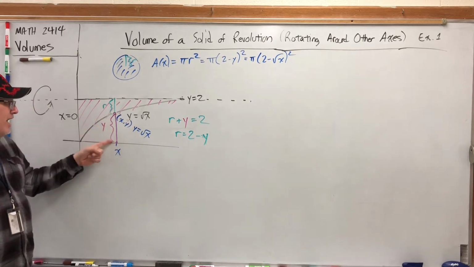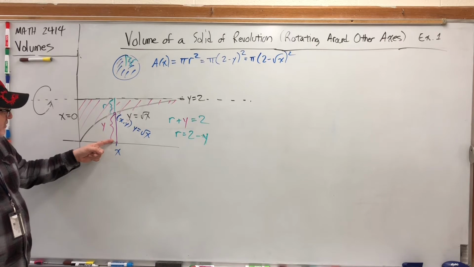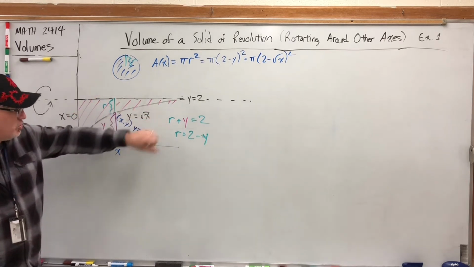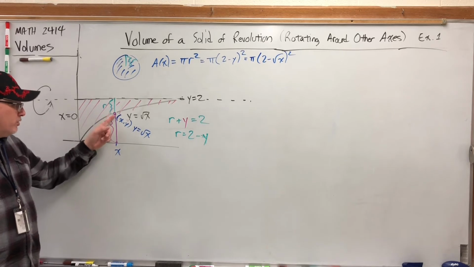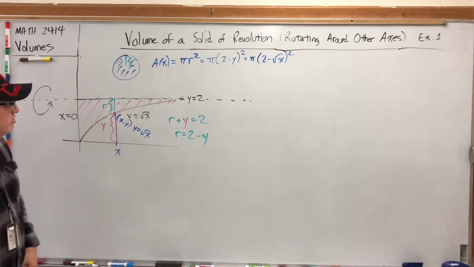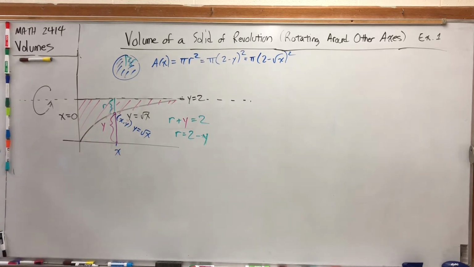a third variable y, and make an observation like, well, when I add these, I get 2, so if I subtract, I get r equals 2 minus y, but on this ordered pair, y is equal to the square root of x. But I think I have it. I think I got what I want. I've got the area as a function of x, and I know the limits of integration.